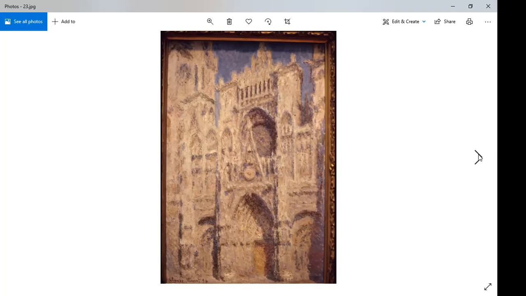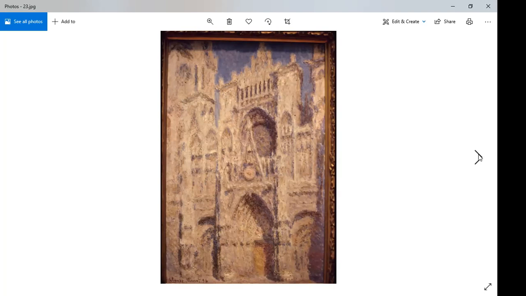Morning light. He got up early in the morning when the light first hits the entire facade. It's probably not right after sunrise, but very early morning. Morning light summer effect. The effect of the light in the summer is different, of course, than any other season. And he went back and painted multiple views, over a dozen for sure, of this same scene.